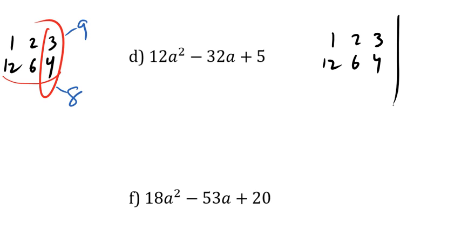Some people wrote the 5s on the wrong side. They put the 5s on the left. That won't work when you get to your answer stage. You have to have the 12 factors, which is the a squared coefficient, on the left, and the constant factors on the right. And I'm going to flip this one.